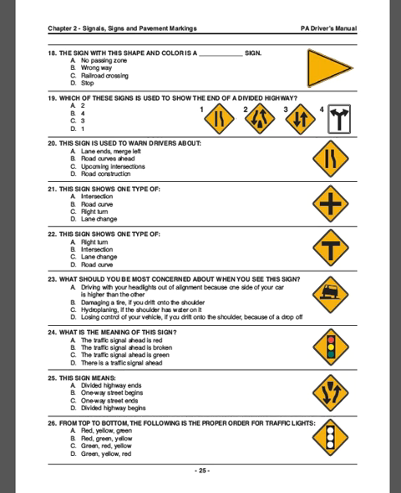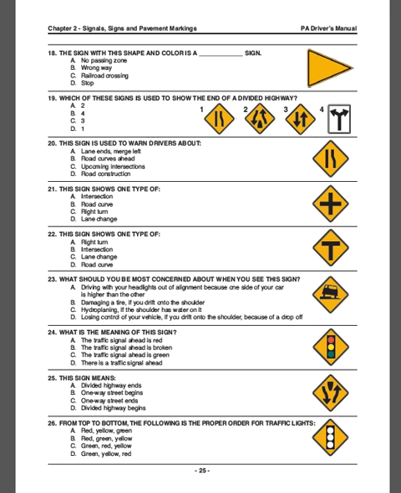22. This sign shows one type of A. Right turn, B. Intersection, C. Lane change, D. Road curve. The answer is letter B. Intersection. This T symbol warns that you will need to turn left or right ahead.